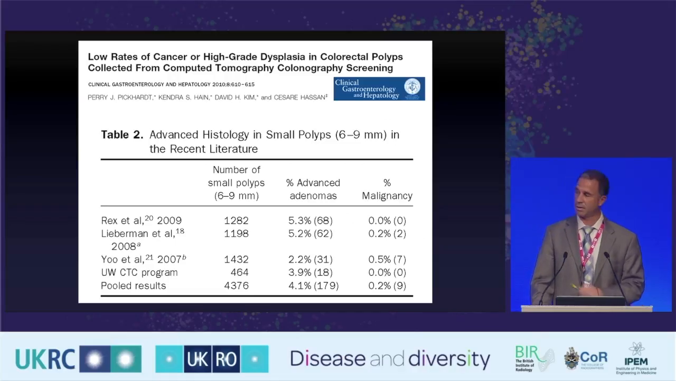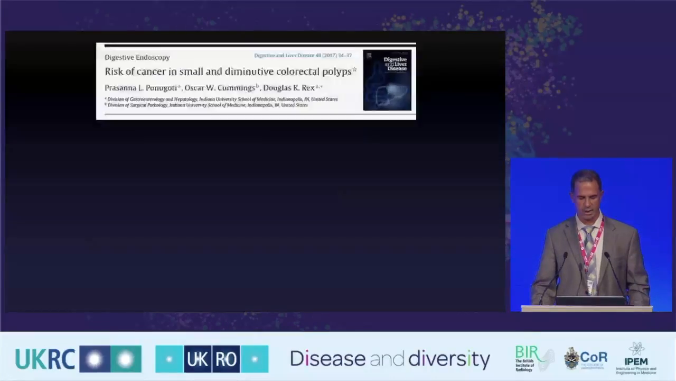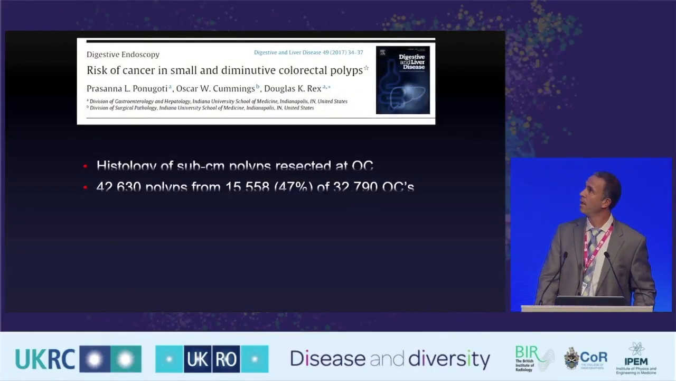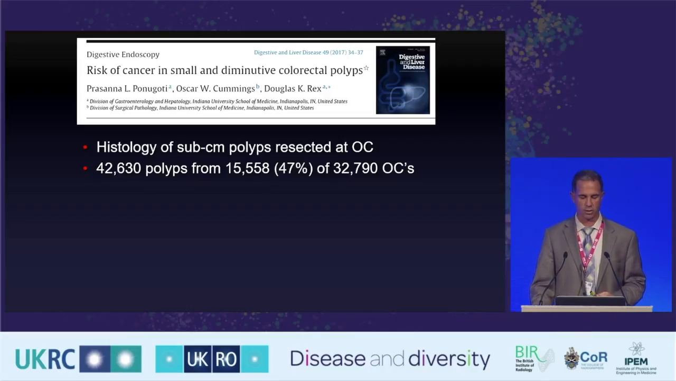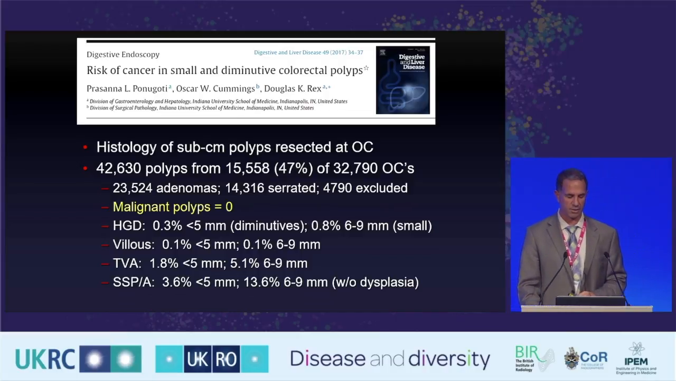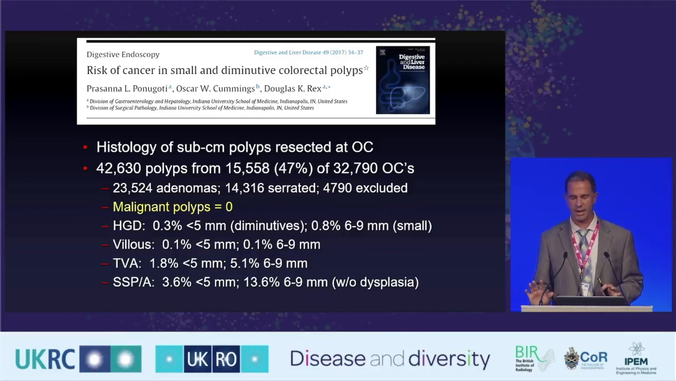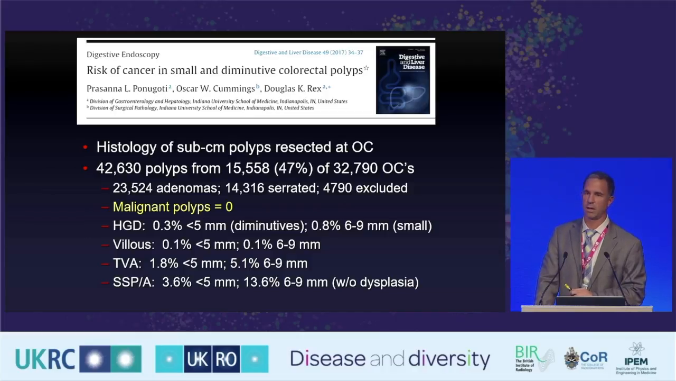And we compared this to the literature and actually matched quite well with pooled results, showing in 6 to 9 millimeter lesions, about 4 or 5% generally have the tubulovillous component. This was all reinforced by a recent study by Doug Rex, who's sort of the king of colonoscopy. Over 40,000 polyps they analyzed. And again, this is colonoscopy data, so the measurements may not be perfect, but I think they can tell sub-centimeter. They actually had no malignant lesions out of 40,000 sub-centimeter polyps.